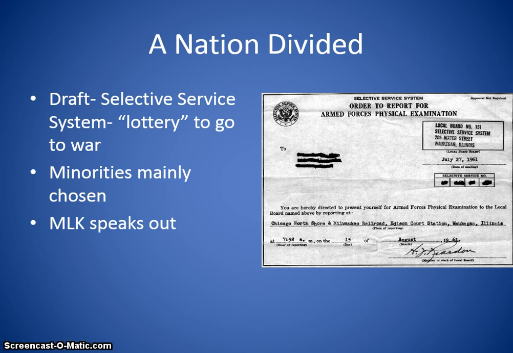Martin Luther King speaks out against the draft system, and we saw that in one of the videos that we've seen before. And the Black Panthers were also against the draft as well. Women were able to join the ranks as nurses. Again, we're still not able to fight in the front lines, but we can volunteer as nurses.